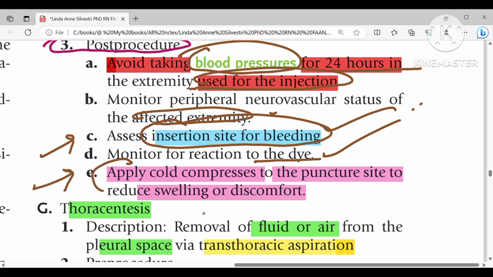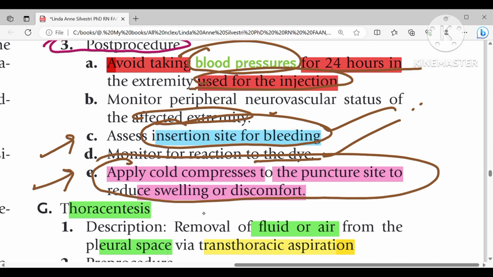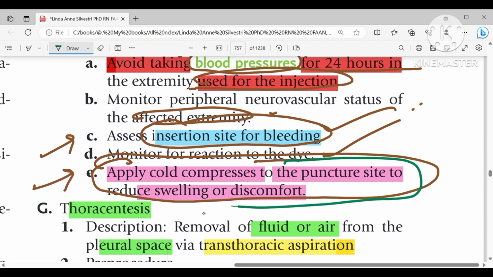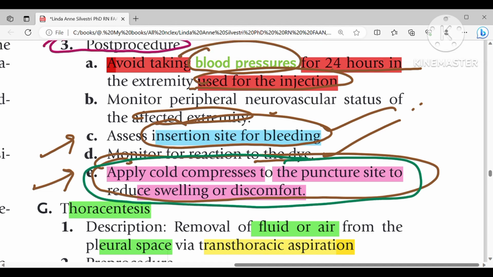Next one is, this is a very important point, and it's our nurse's responsibility, we need to check it. So what is that? That is to apply cold compression to the puncture site to reduce the swelling or discomfort. So whenever we are giving any dye or we are putting a large bore cannula, there may be a chance of swelling.